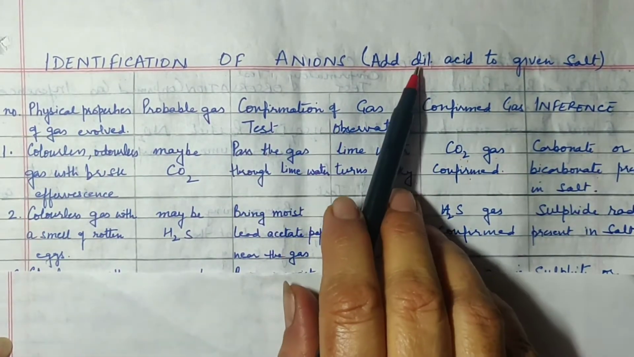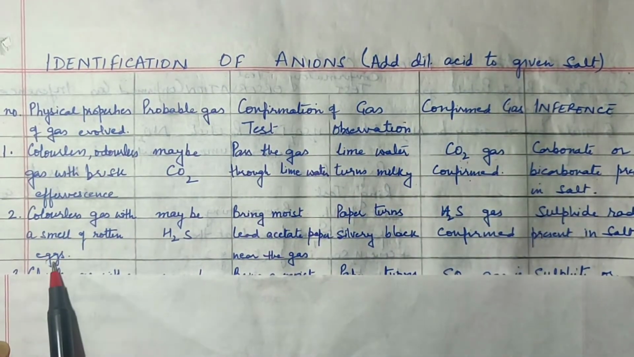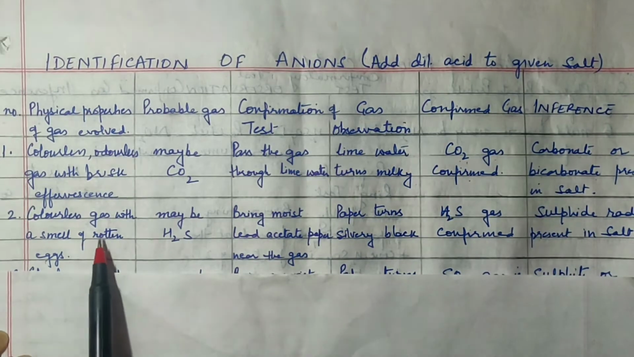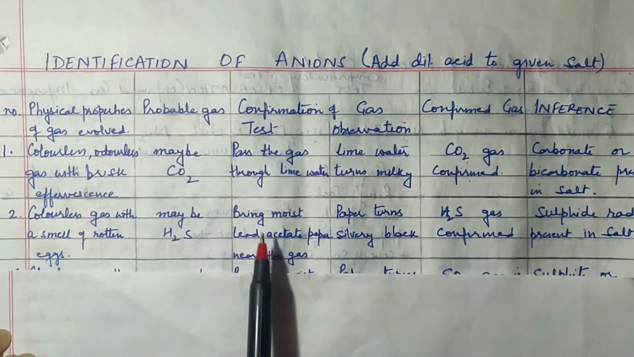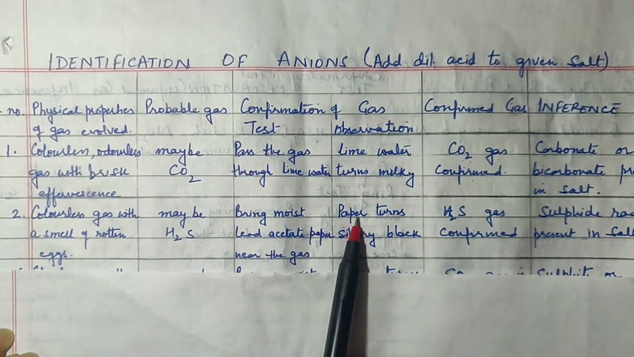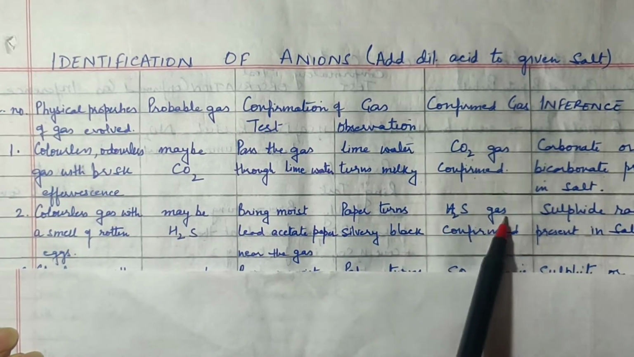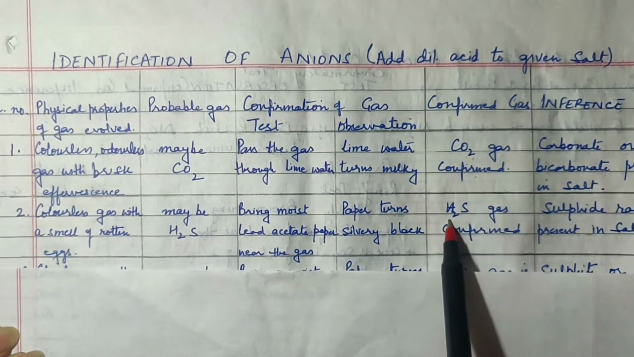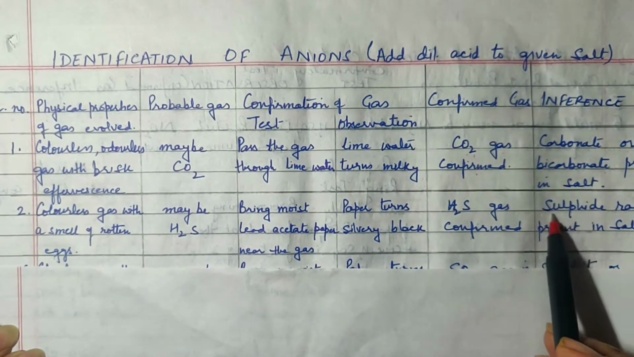Similarly, if on the addition of dilute acid to the given salt, a colorless gas with a smell of rotten eggs is produced, then maybe the gas is H2S. To confirm it, we will bring a moist lead acetate paper near the gas. If this paper, which is otherwise white in color, turns silvery black, then H2S gas is confirmed. And if H2S gas is confirmed, definitely the anion present in the salt is the sulfide radical.